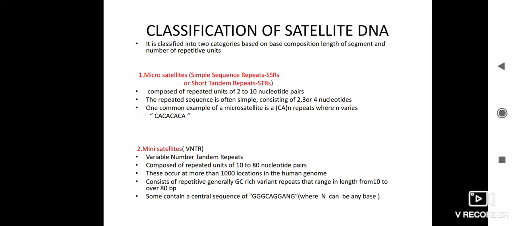These occur at more than 1000 locations in the human genome. They consist of repetitive, generally GC-rich variant repeats that range in length from 10 to over 80 base pairs. Some contain a central sequence of GGGCAGGANG.